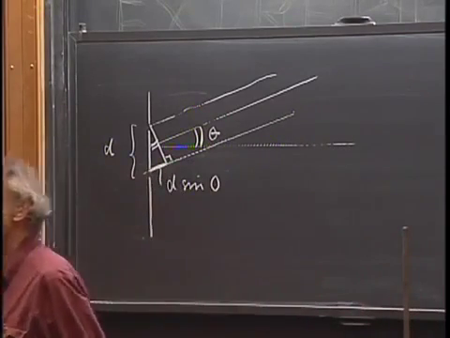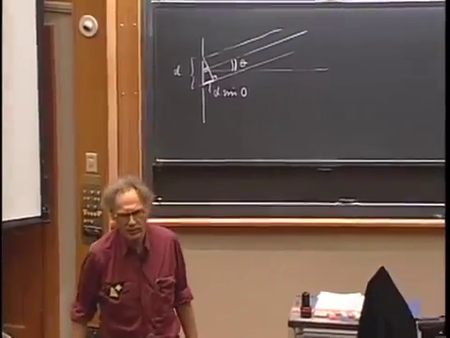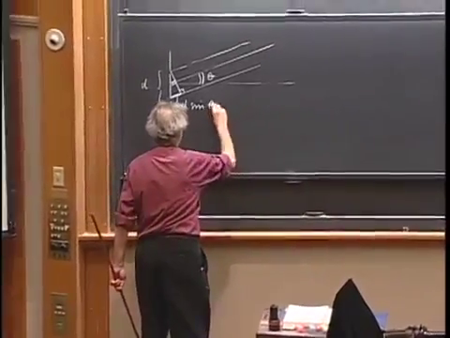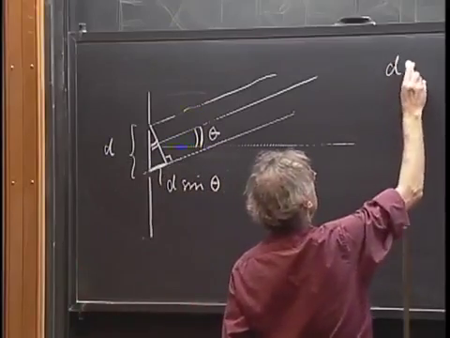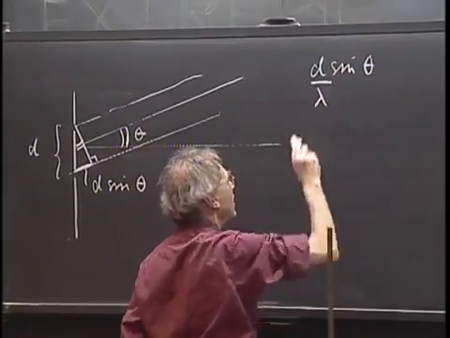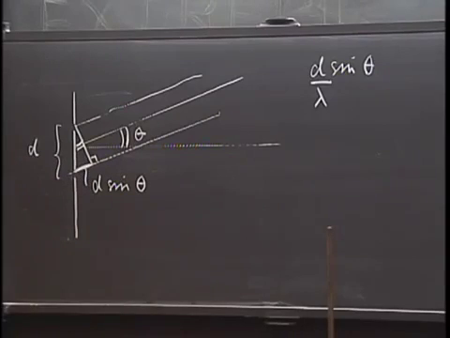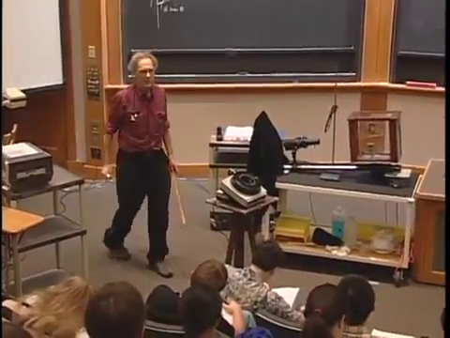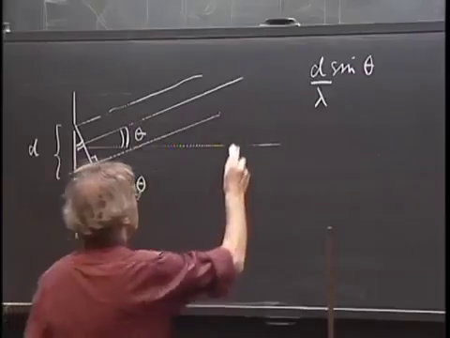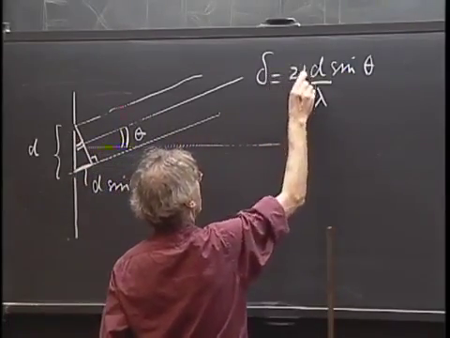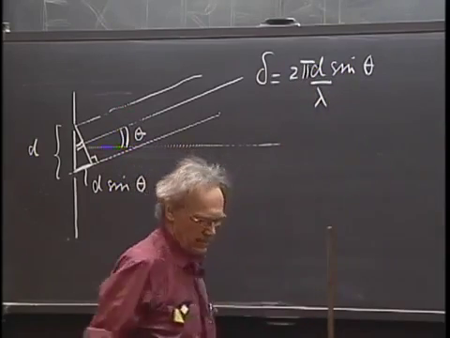And that translates into a phase angle difference between the E vectors, delta. First of all, d sine theta, which is the path difference, this is how many wavelengths you can fit on that path difference. So I divide it by lambda. And for each wavelength that I can fit on there, the phase difference is going to be 2 pi. And so the phase angle difference between the wave from here and there is therefore 2 pi times d divided by lambda times sine theta.